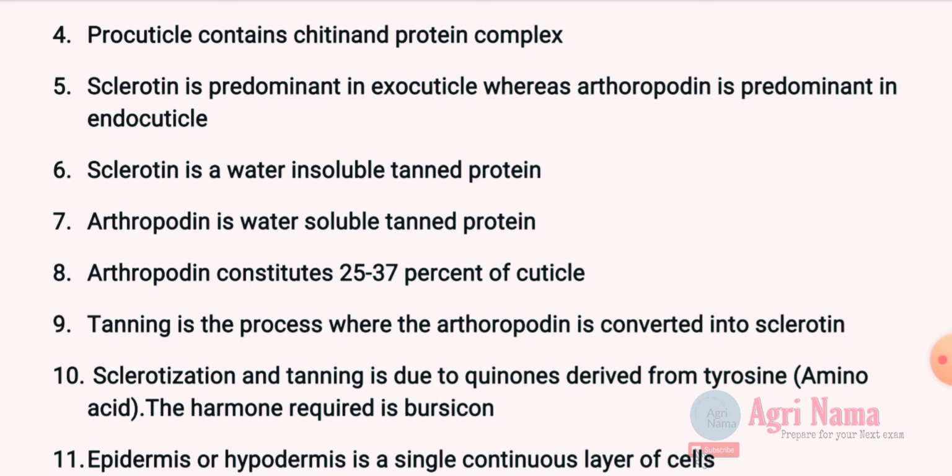Eighth, arthropodine constitutes 25 to 37% of the cuticle. Arthropodine is a protein, we all know that, and it makes 25 to 37% of the cuticle. Ninth, tanning is the process where arthropodine is converted into sclerotin. So it is the process in which arthropodine protein is converted into sclerotin. Tenth, sclerotization and tanning is due to quinones derived from tyrosine. The hormone required is bursicon.